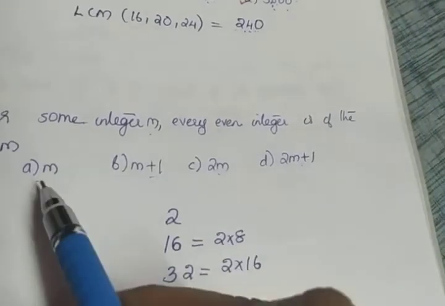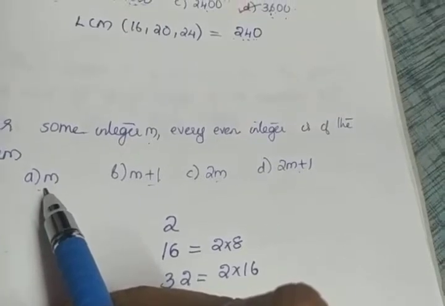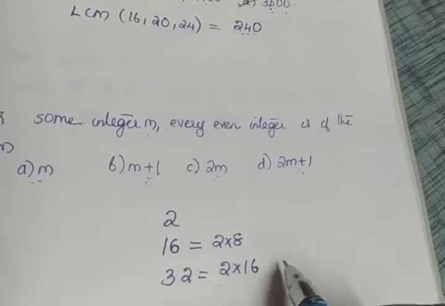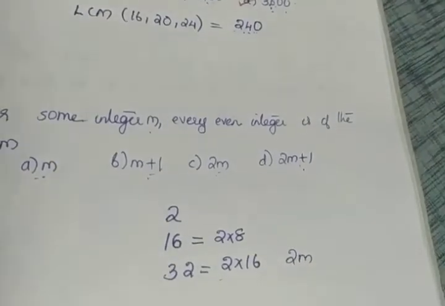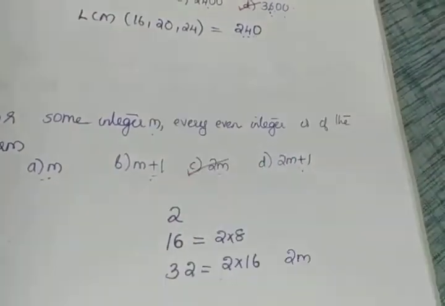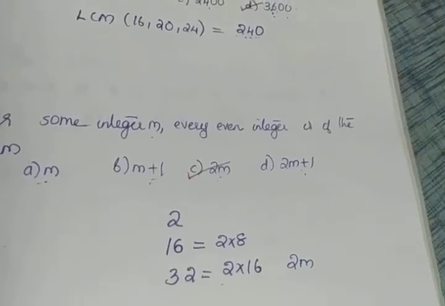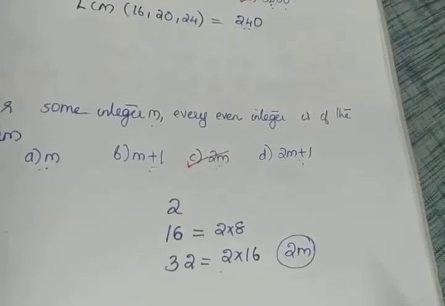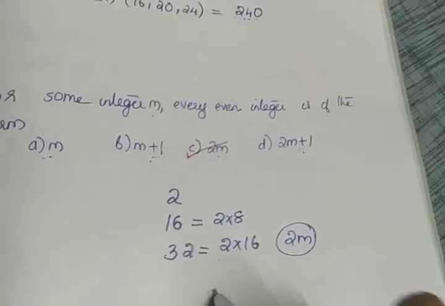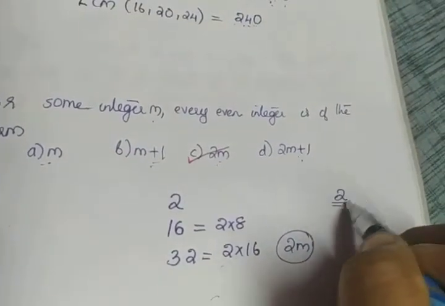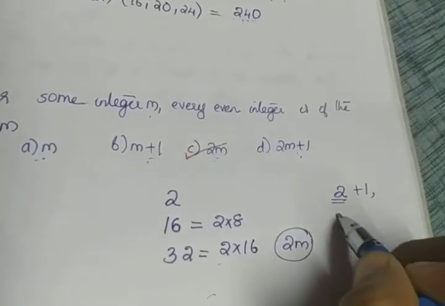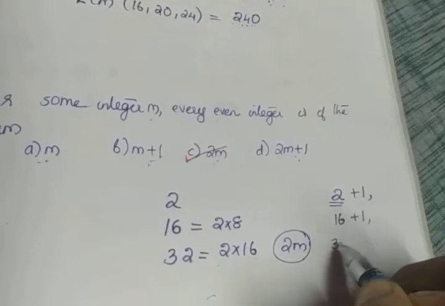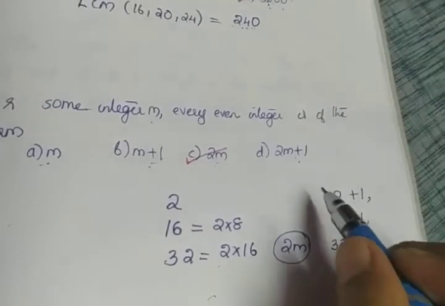Isn't it? So can you say which is the option? m, m plus 1, 2m or 2m plus 1? The option will be it is of the form 2m. Isn't it? So option is 2m. Then can you say how we can write an odd integer? Even integer can be written as 2m. So how can we write odd integer? If 2 is an even number, 2 plus 1 gives you an odd number. If 16 is an even number, 16 plus 1 gives you an odd number. 32 is even, 32 plus 1 gives you an odd number, isn't it?